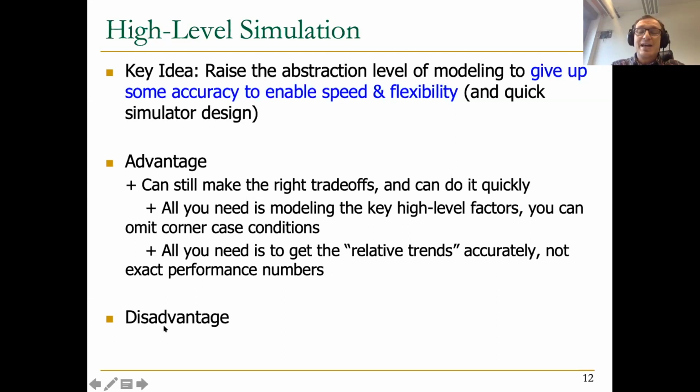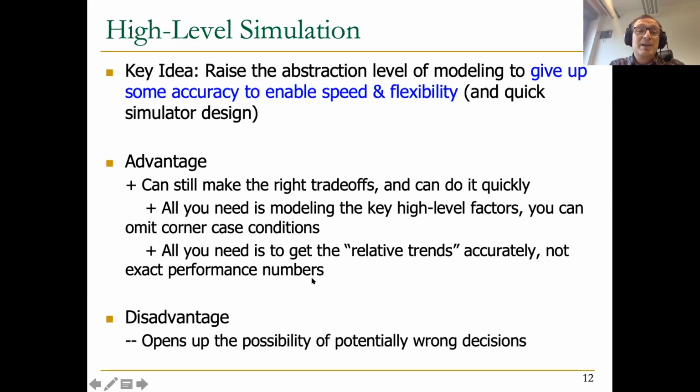Okay, so a disadvantage is what we've discussed earlier. Basically, high-level simulation, I mean, you also get this in the lower level, very detailed simulation also. You can still make wrong decisions in the lower level simulation, but high-level simulation increases the opportunity or danger, let's say, of potentially making wrong decisions, because you're far away from how the exact hardware would behave if you modeled everything extremely accurately cycle by cycle.